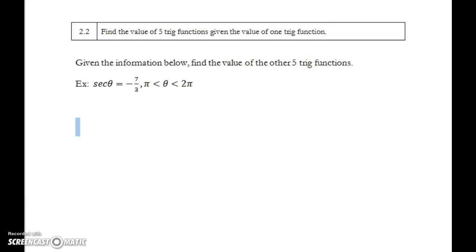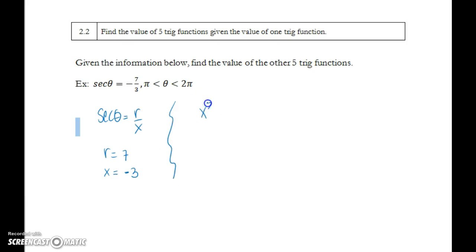All right, so given the fact that secant equals negative 7/3, and knowing that secant of theta is defined as r over x, we can determine that r is 7 and x is negative 3. How do we know the negative belongs to the x rather than the r? That is because r is always positive. All right, using this information, we can now find y.